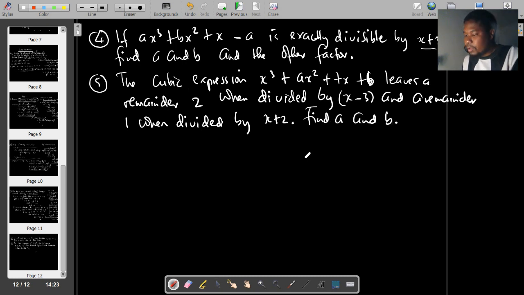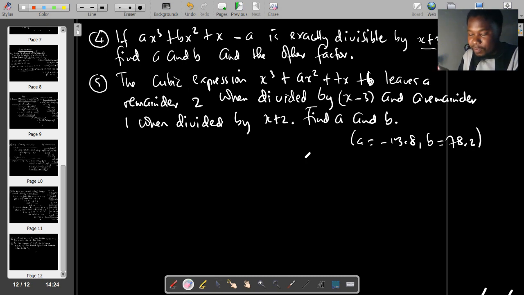Okay, so work on this, pause the video, work on it, tell me what the solutions will be. What you're supposed to find is a equals negative 13.8 and b equals 78.2. So whatever you find, let me know in the comments, and I'll confirm that in the next video, or how to solve it, that is.